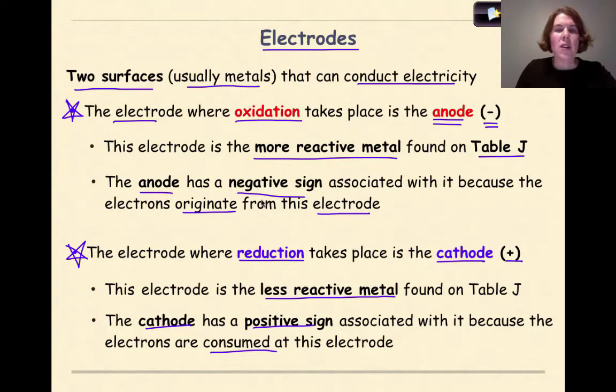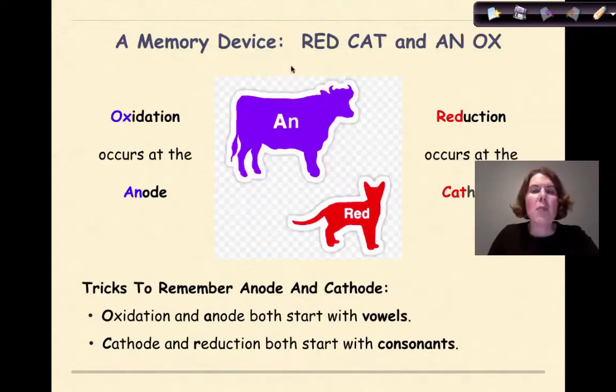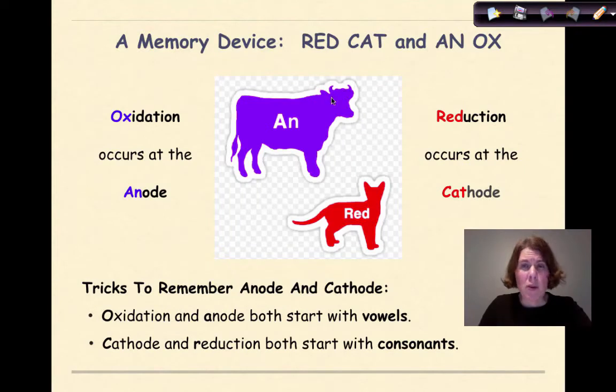Very important to know the difference between the anode and the cathode, and that the anode is where oxidation takes place and the cathode is where reduction takes place. A memory device that might help you remember this is REDCat and ANOX, where oxidation occurs at the anode. So ANOX, see, look, it's a little ox. And then REDCat, where reduction occurs at the cathode.